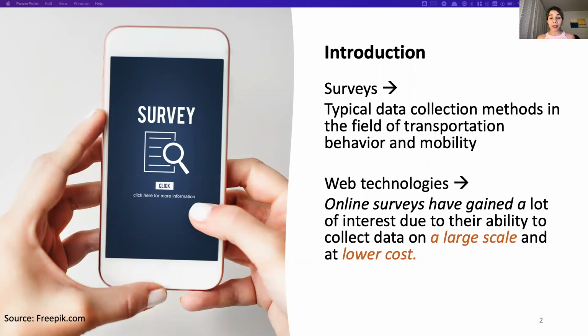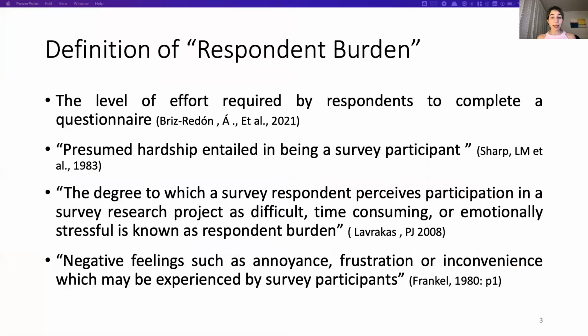But still, there are a lot of challenges in this space, and it is important to increase the quality and the quantity of data gathered by online surveys. One of the most important concepts in this field is the response burden, which refers to the level of effort required by respondents to complete a questionnaire, and also to the presumed hardship entailed in being a survey participant, the degree to which a survey respondent perceives participation in a survey research project as difficult, time consuming, or emotionally stressful, and also negative feelings such as annoyance, frustration, or inconvenience, which may be experienced by a survey participant.